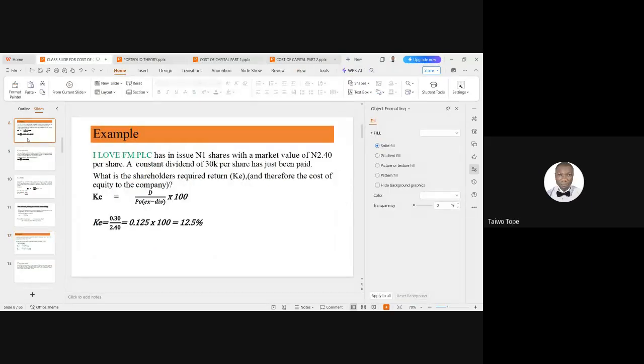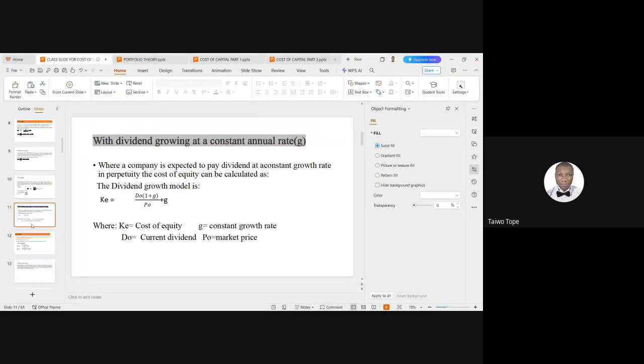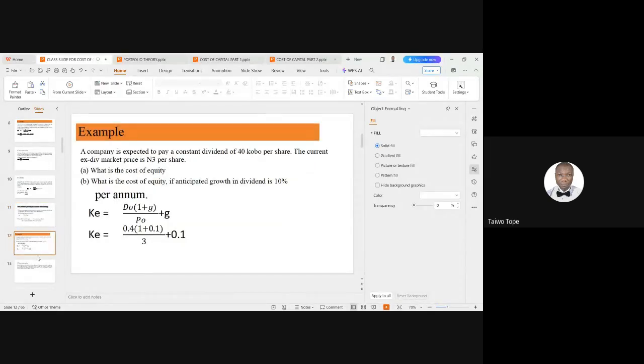The A is just your dividend divided by your market price, multiplied by 100. That is what you need for A. Your dividend is 0.4, divided by 3, multiplied by 100. You have the results you need.